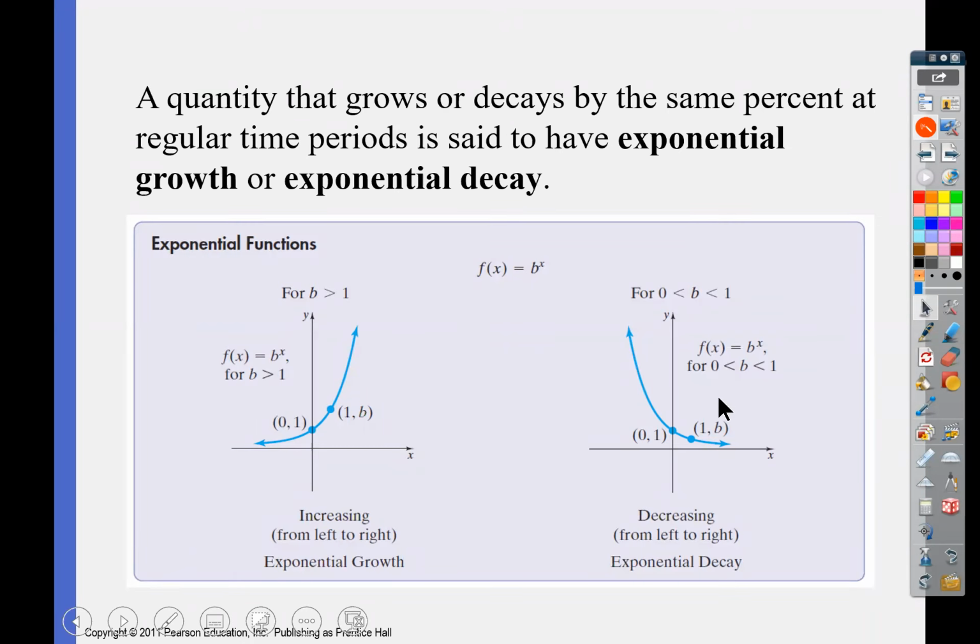A quantity that grows or decays by the same percent at regular time periods is said to have exponential growth or decay. So if it's growth, it's going up from left to right. If it's decay, it's going down from left to right. Now you'll remember that when we did exponential functions, I told you that if the b was greater than 1, it's increasing, and if it's less than 1, it's decreasing. This is the same thing.